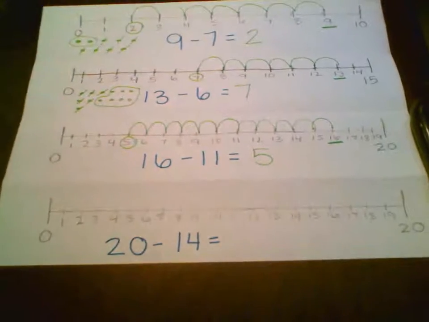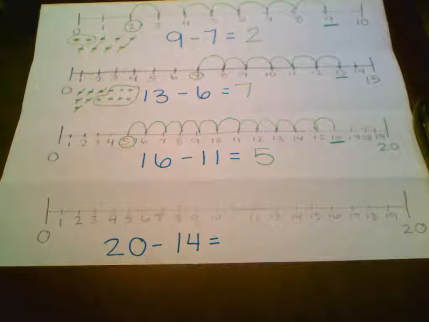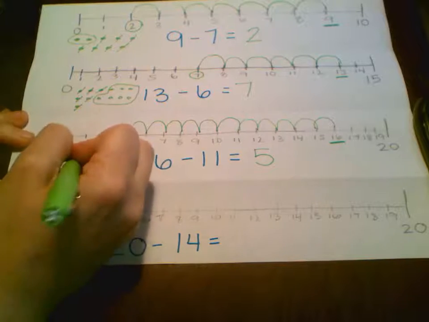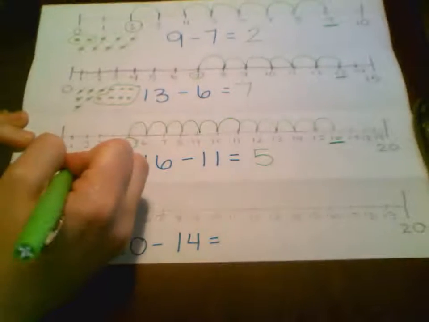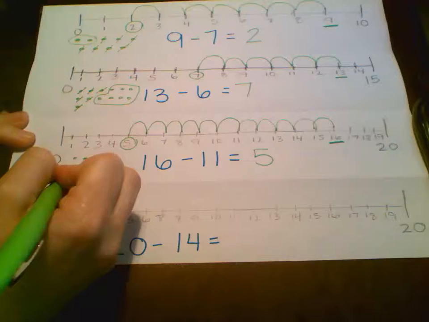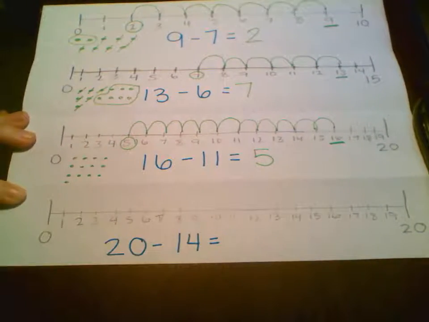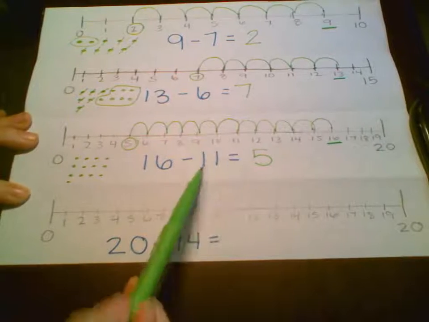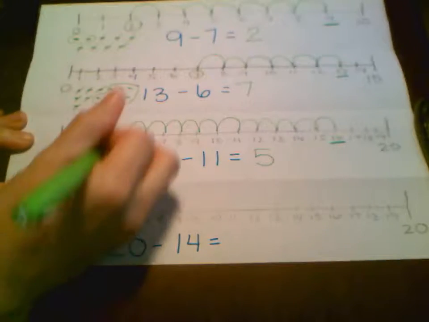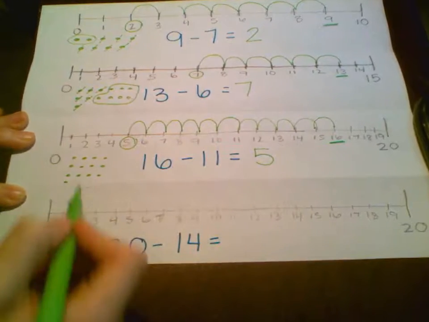And I know I said I wasn't going to do a picture for all of them, but I'll do one anyway, just because I want to make sure that our brains are making that connection between our number line and our picture. So I need to go ahead and draw 16 circles to represent that number 16. And I'm going to take away 11. So I have my 16 here. I'm going to take away 11.